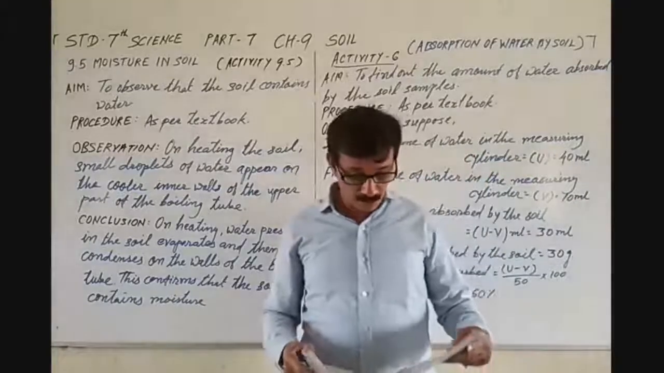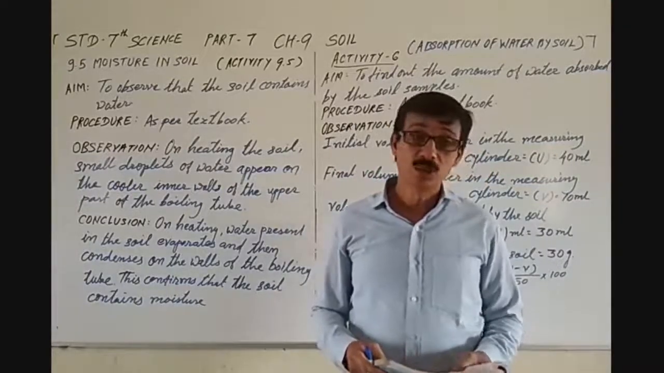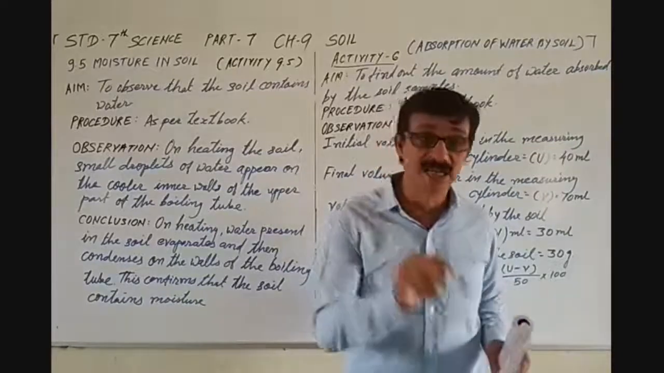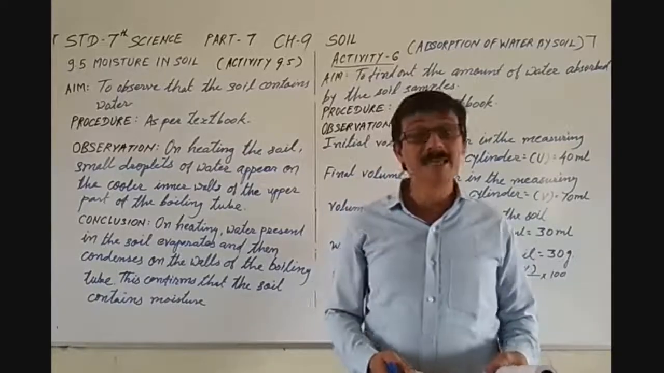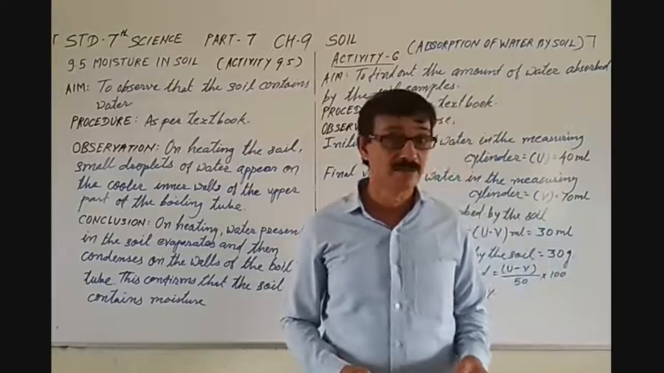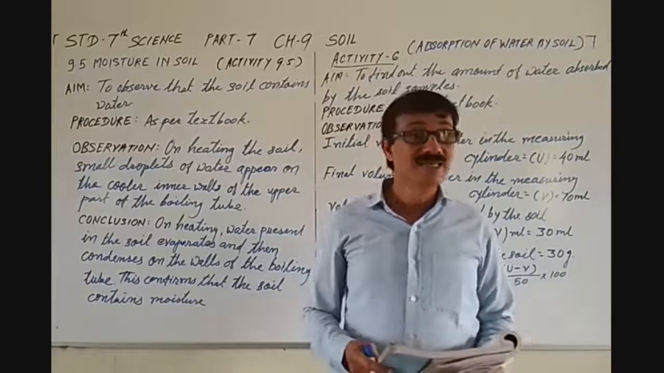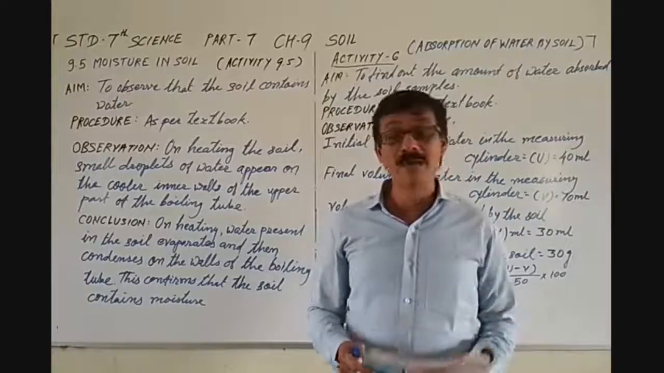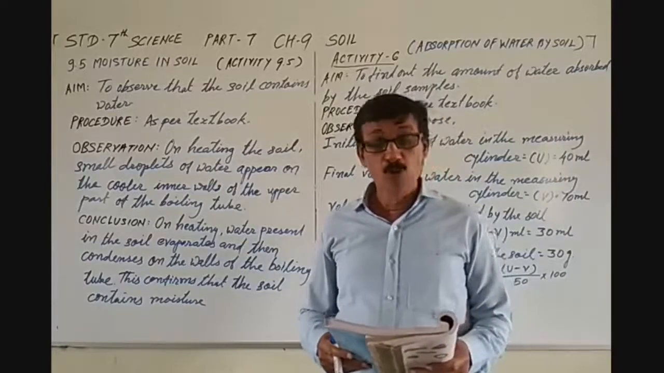And the formula to find out the percolation rate is what? Look into your textbook on page number 101. Percolation rate in milliliter per minute is equal to amount of water divided by percolation time.